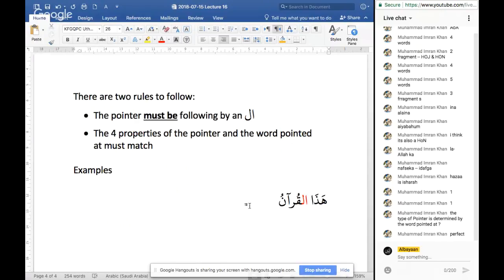Let me make some space here so we can do four properties, okay? Let's start with the pointer's four properties. We say pointer, your four properties are, you are Rafa because you're by default Rafa. There is no reason for me to call you Nasab or Jar because there is no harf of Nasab or harf of Jar before you. So you're Rafa, okay? And you're singular, I know. You're a singular pointer. And you're a masculine pointer. And you're always proper. Okay? That's what I know from my understanding of the pointers.